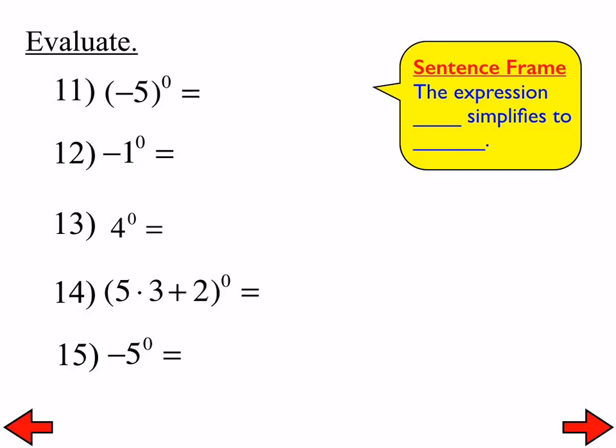11 through 15. I'll give you about 20 seconds. And here is obviously what we should have. Number 11 is 1. Number 12, much like that negative 8 to the 0 power on the previous screen, is negative 1. 13 is 1. 14, it doesn't matter what that simplifies inside the parentheses because we will still get an answer of 1. And then number 15 is negative 1.